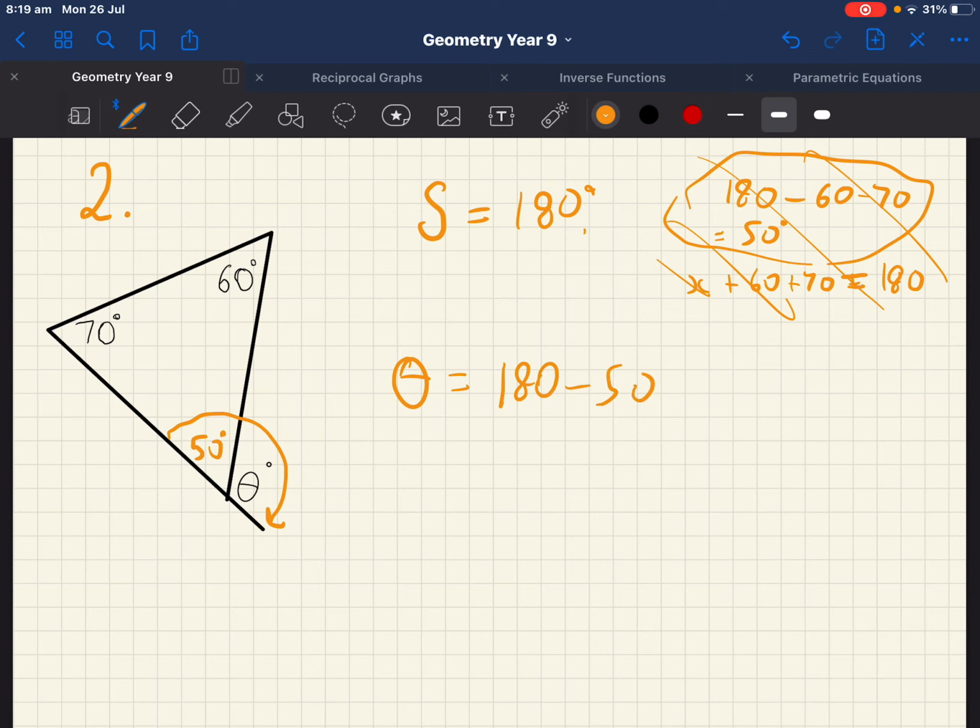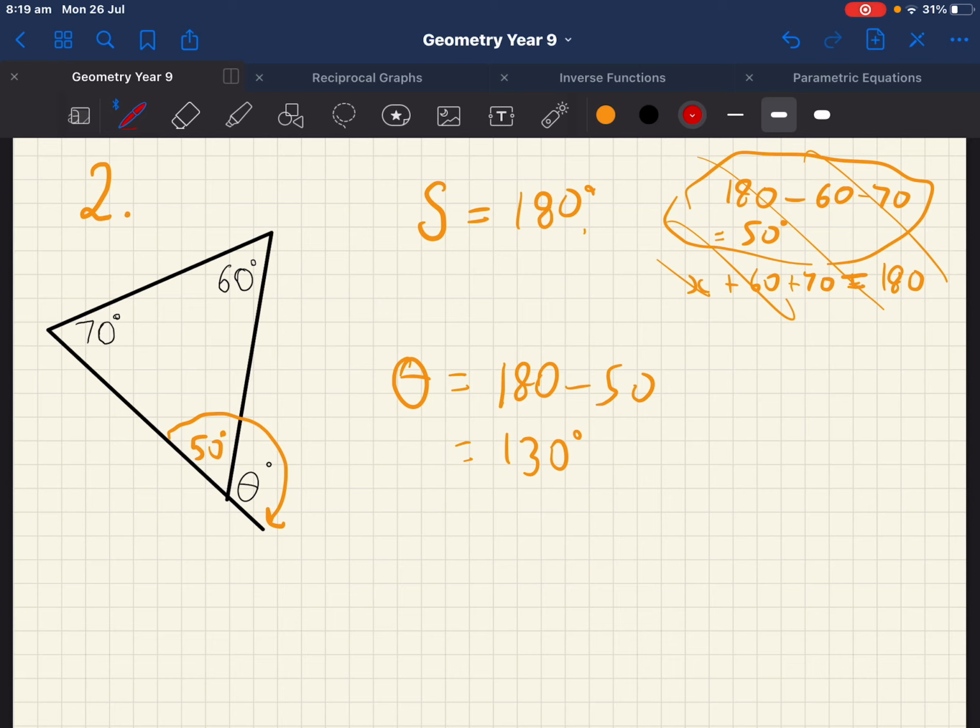So you just find the difference, what's missing to make up the 180, and it ends up being 130 degrees. And there it is, our second exterior angle. Okay, so question 2 is about as hard as it gets, to be perfectly honest.